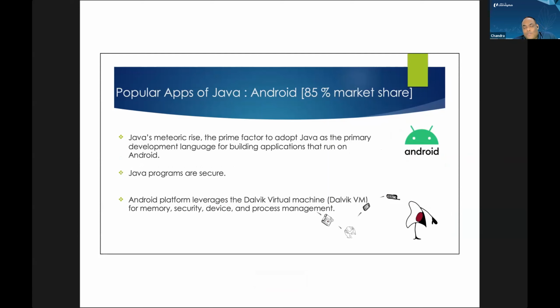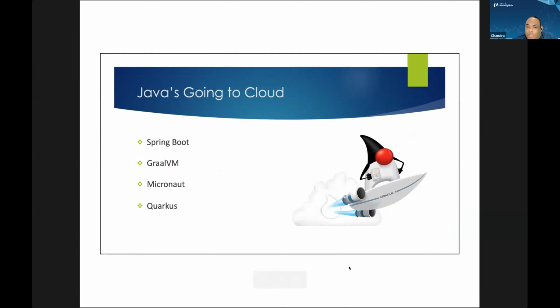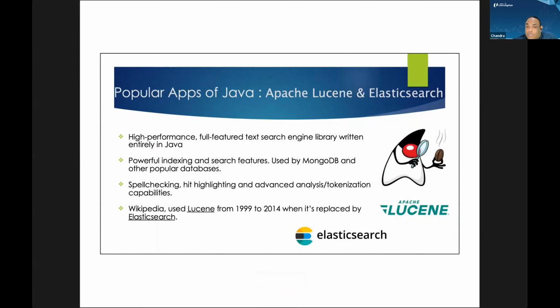But over a period of time, slowly, there are other alternatives that are available for you. But still, Java is the popular choice for application development on Android. Wikipedia runs on Java, whether it is using Apache Lucene or Elasticsearch, the two prominent search platforms for Wikipedia. They are completely written in Java.